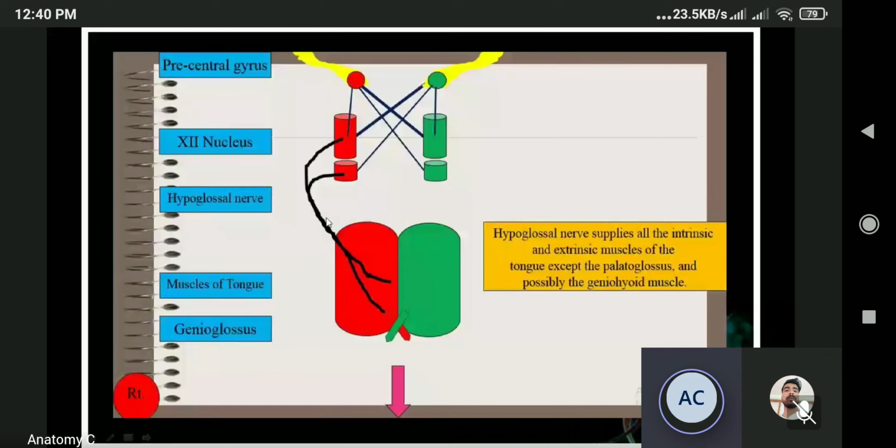So whenever you have a lower motor neuron lesion of the hypoglossal nerve, the muscle of the right side would get paralyzed. The genioglossus muscle of the right side would be paralyzed. What is the function of the genioglossus?